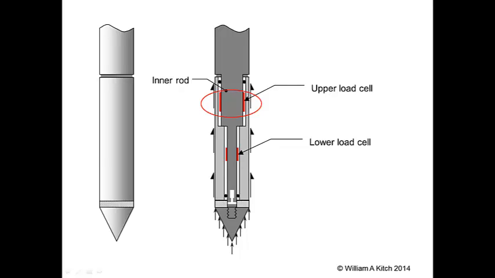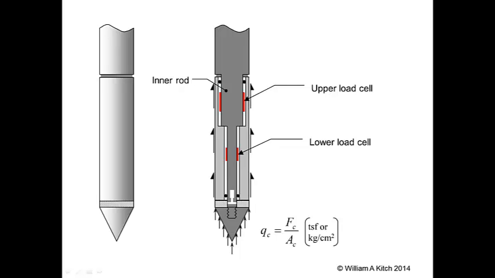The end bearing is reported as a stress called the cone resistance or tip resistance. The symbol Q sub C is used to represent the tip resistance, and it's equal to the measured end bearing load F sub C divided by the cross-sectional area of the cone A sub C. Q sub C is normally reported in units of tons per square foot or kilograms per square centimeter.